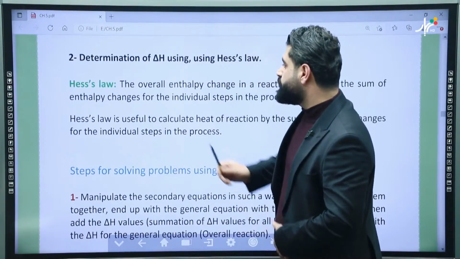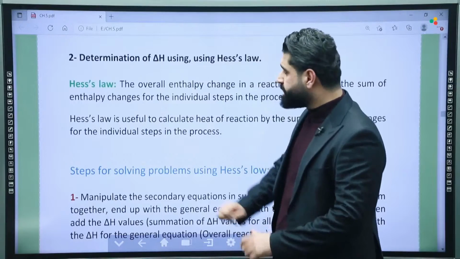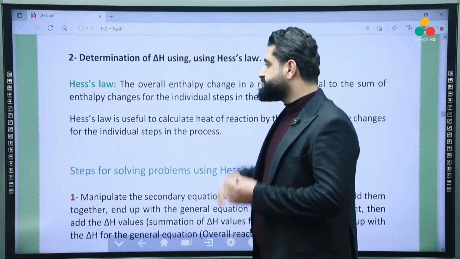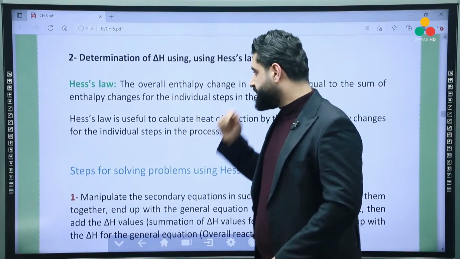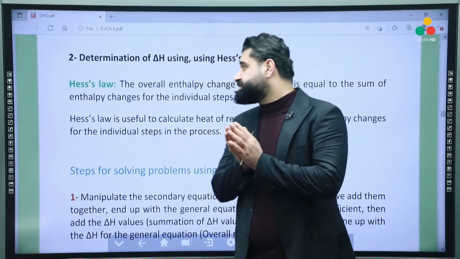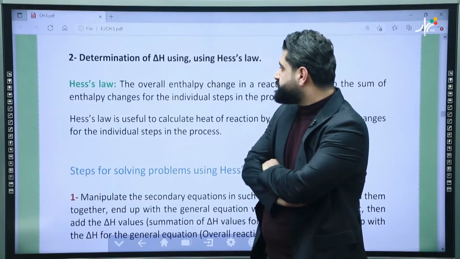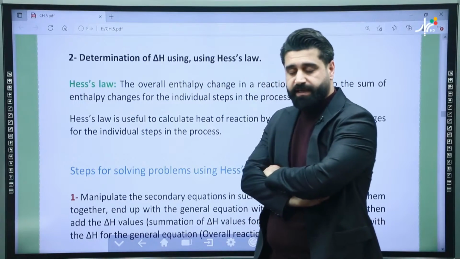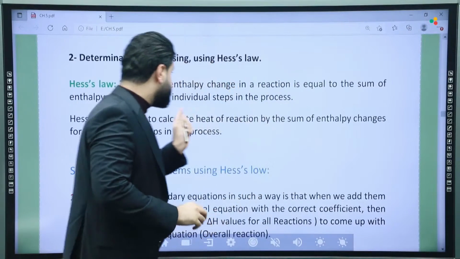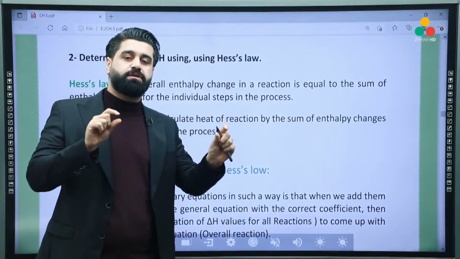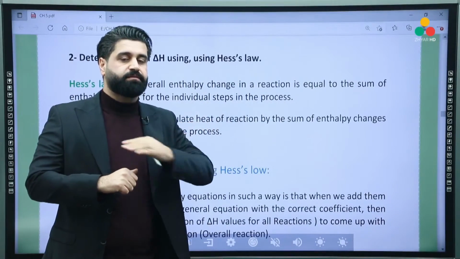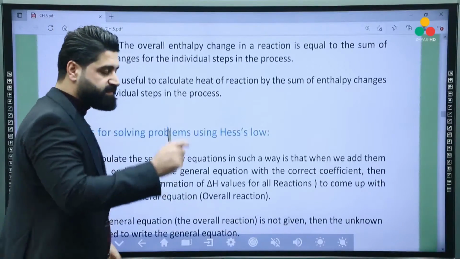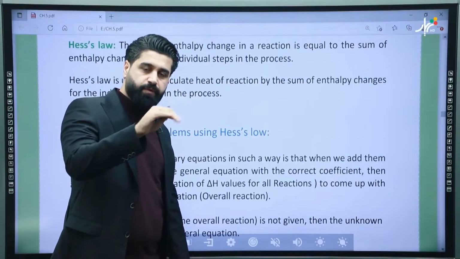But for today, we have Hess's law. How can we recognize this technique? How do we realize that it's time for Hess's law? Actually, it's very simple. Just by reading the question, you can understand that this is Hess's law. In this technique, instead of a general equation, we have some primary intermediate reactions, primary equations.